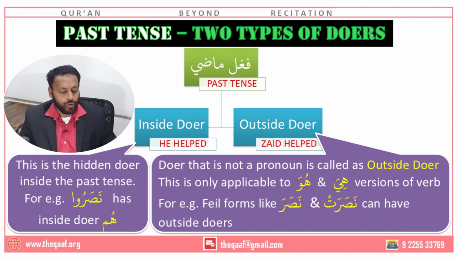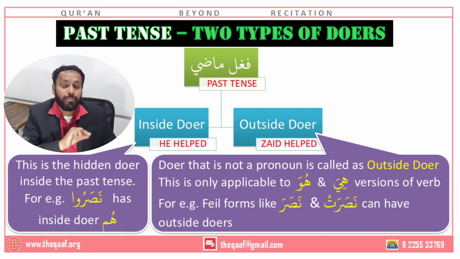If you say nasaru, no, you cannot have an outside doer. Nasartu, no, you cannot have it. Nasartunna, no. If you see these verbs, they will never have an outside doer. They will always have an inside doer only. Their translation will be using the inside pronoun only. If your situation demands an outside doer, you better use the huwa or the hiya form of the verb. Then only the outside doer will be enabled. Otherwise, it is disabled for the remaining 12 verbs.